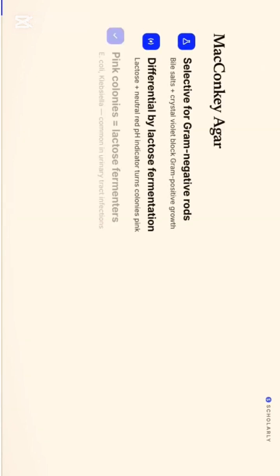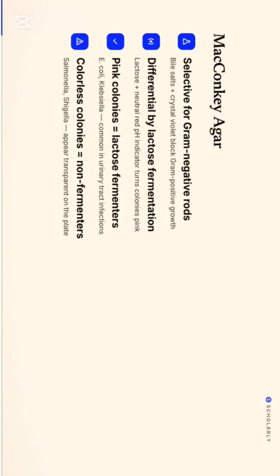MacConkey Agar is both selective and differential. Selective because it contains bile salts and crystal violet. These inhibit gram-positive bacteria, so only gram-negative rods grow. Differential because it contains lactose and a pH indicator called neutral red.